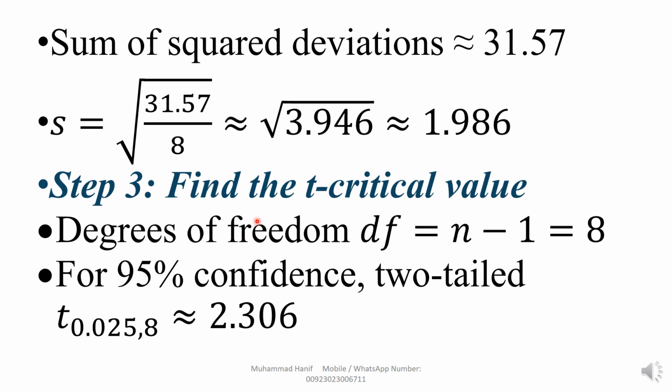Step 3. Find the t critical value. Degrees of freedom df equals n minus 1, equals 8. For 95% confidence, t 0.025, 8 is approximately 2.306.